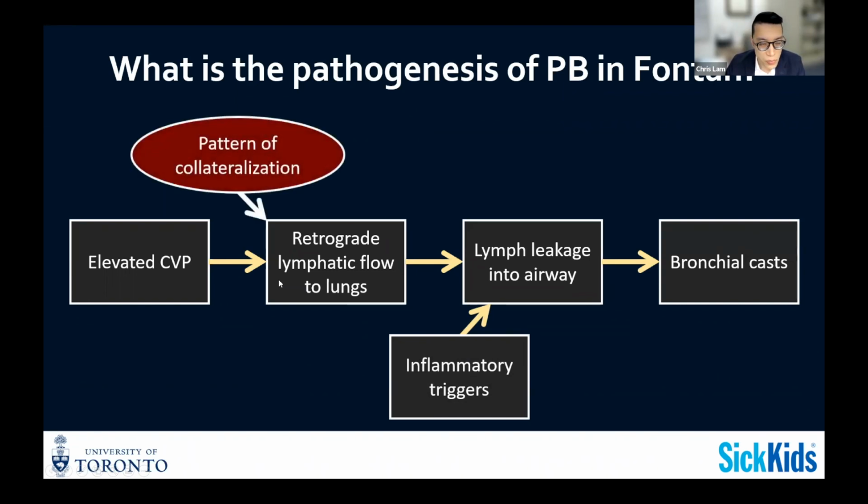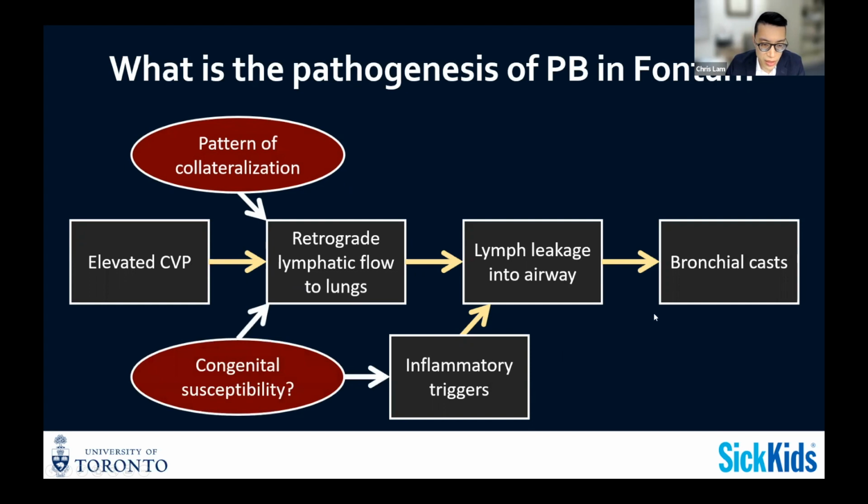There are some modulating factors, such as probably the pattern of lymphatic collateralization. And also, there has been some research that's shown there's some congenital susceptibility, especially, for example, patients with plastic bronchitis have been shown to have deficient immune regulation, speaking to some of that inflammatory component.